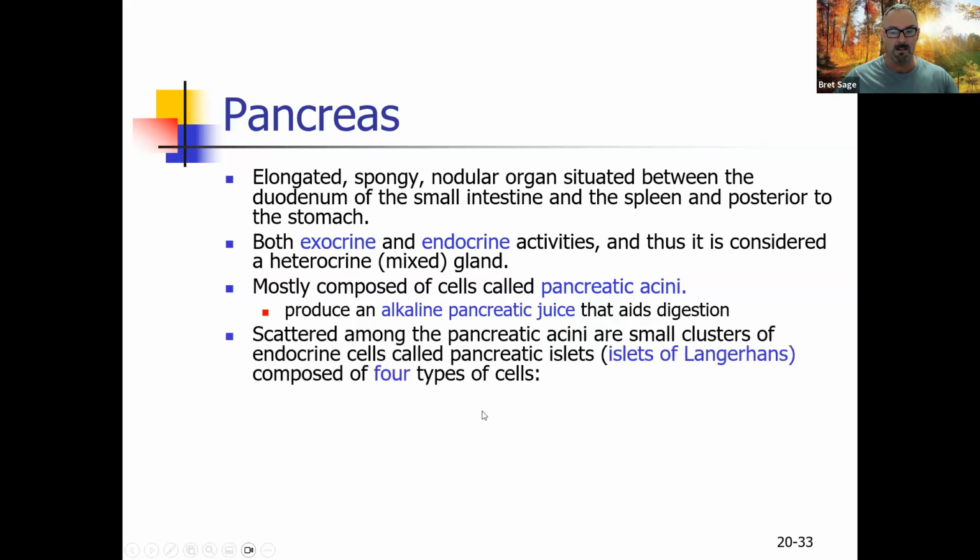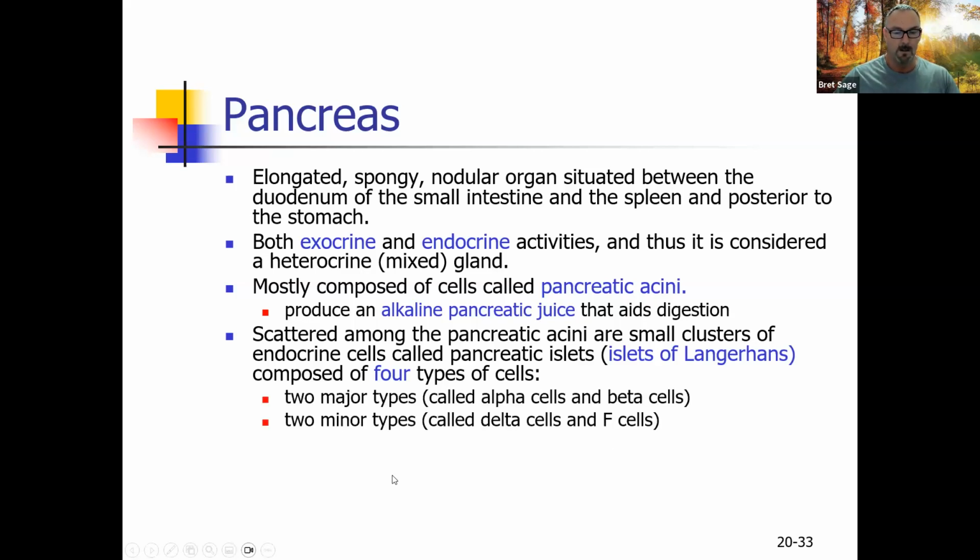Scattered among the pancreatic acini are small clusters of endocrine cells called the pancreatic islets, or islets of Langerhans, and they're composed of 4 types of cells. 2 major types called alpha cells and beta cells, 2 minor types called delta cells and F cells. Each type produces its own hormone.